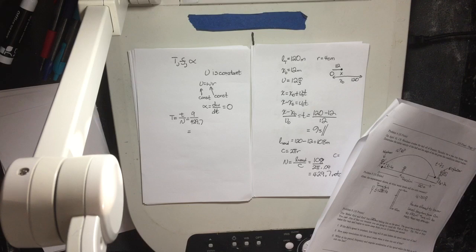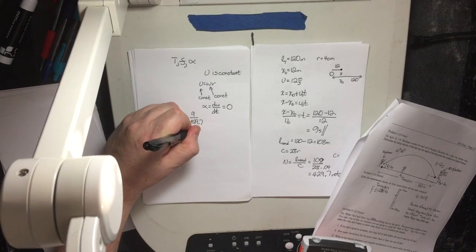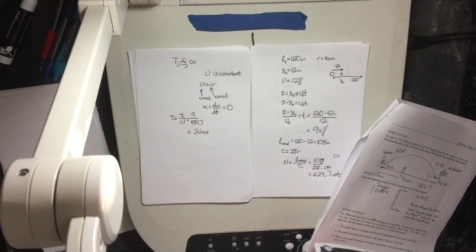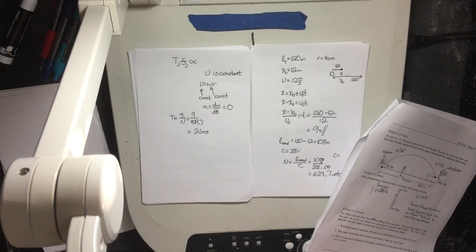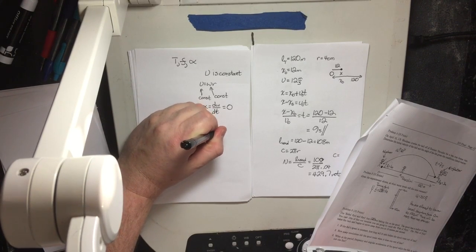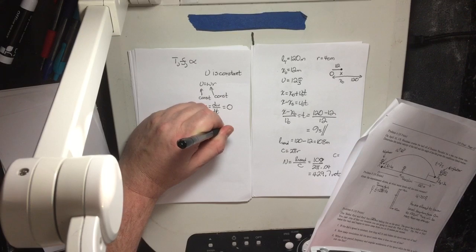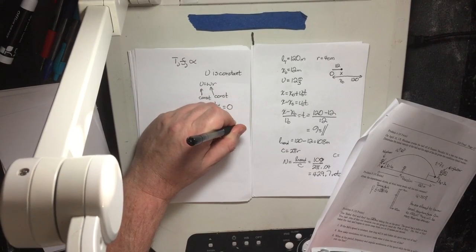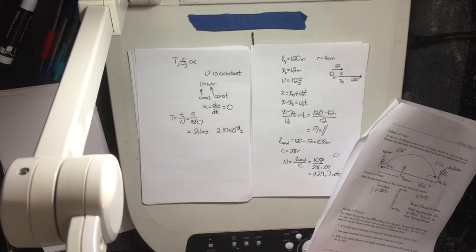Nine divided by 429.7. So it is 21 milliseconds. I get 2.1 times 10 to the negative 2, or you can write 21 milliseconds. Or let's do it in seconds: 2.10 times 10 to the negative 2 seconds.